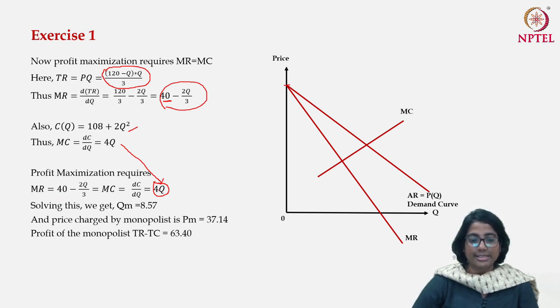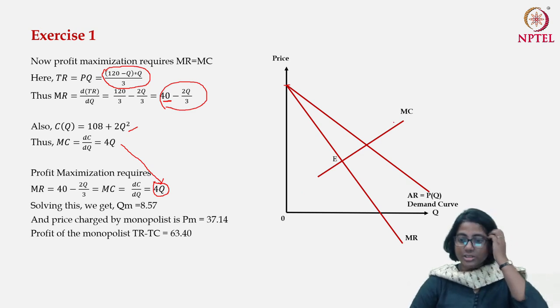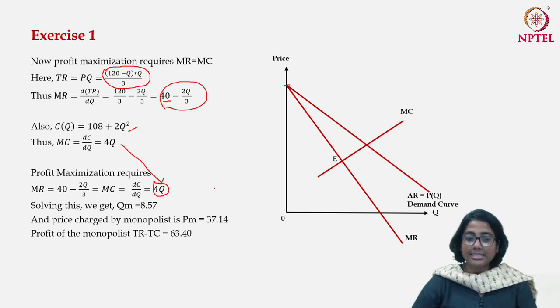So if this equation is satisfied, then I have to solve 40 minus 2Q divided by 3 is equal to 4Q, and this gives me the solution at this particular point E. This is where the marginal cost and marginal revenue intersect, and this is where I am getting the solution for Q, which is 8.57. So if I equate marginal cost with marginal revenue, once again, what I get is the quantity that the monopolist is going to supply in the market. So 8.57 is the quantity. Now the question is, what is the price that the monopolist is going to charge?